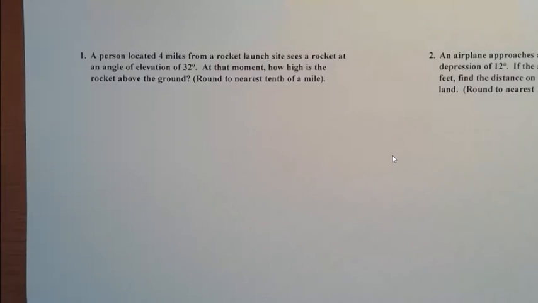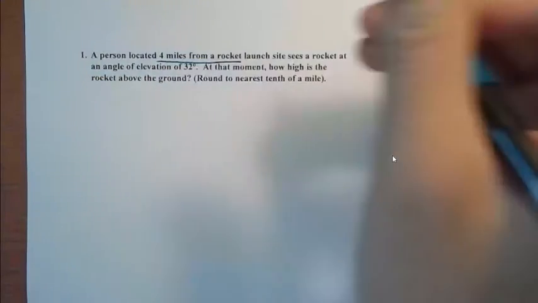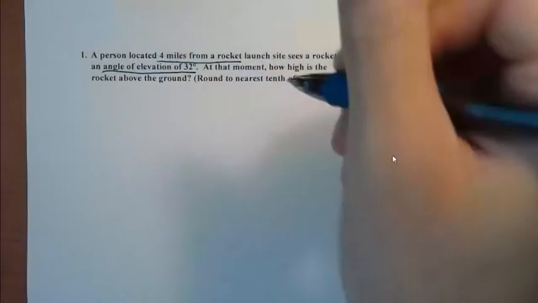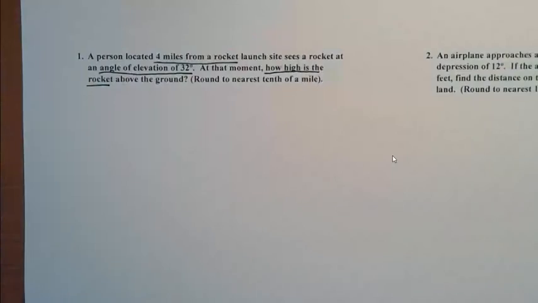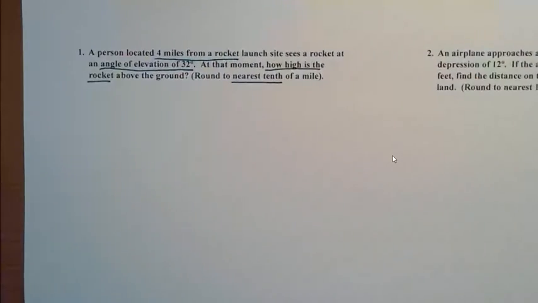Our first problem states that a person located 4 miles from a rocket launch site sees a rocket at an angle of elevation of 32 degrees. At that moment, how high is the rocket above the ground? So we want to first underline the important things. We know we're 4 miles from a rocket, and we have an angle of elevation of 32 degrees, and we're looking for the height of the rocket above the ground. And nearest tenth is going to be important for our final answer.